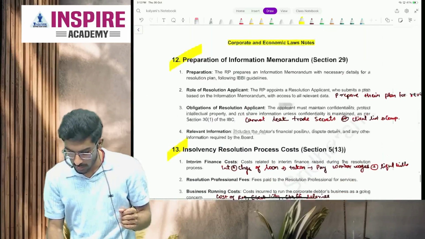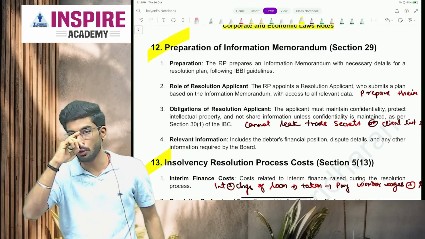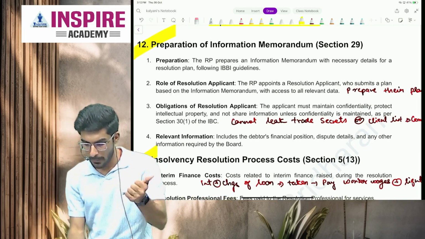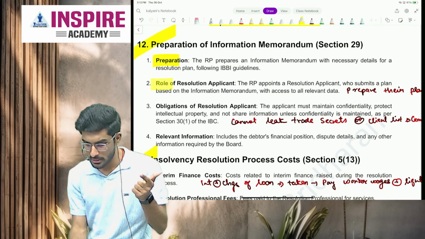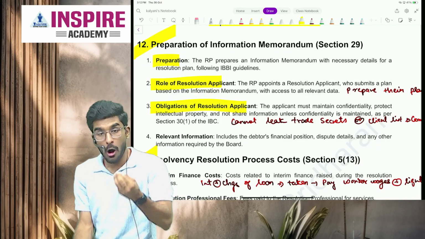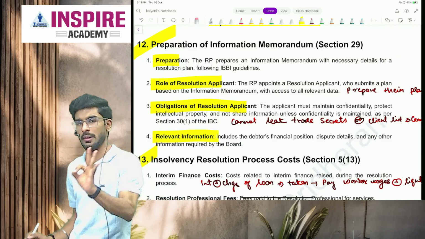Okay. So now, let's understand what all points are there with respect to the information memorandum. Number 1 is preparation. Number 2 is role of resolution applicants. Number 3 is obligations of resolution applicant. And number 4 is relevant information.